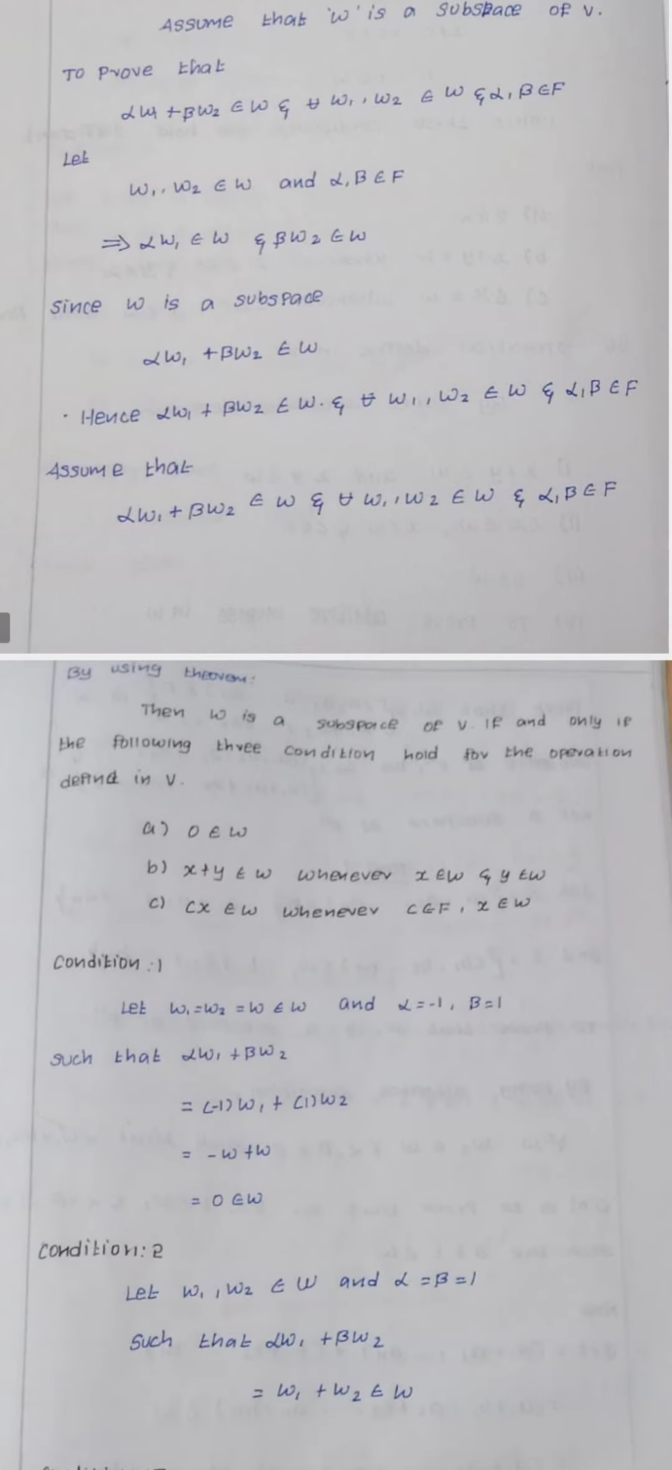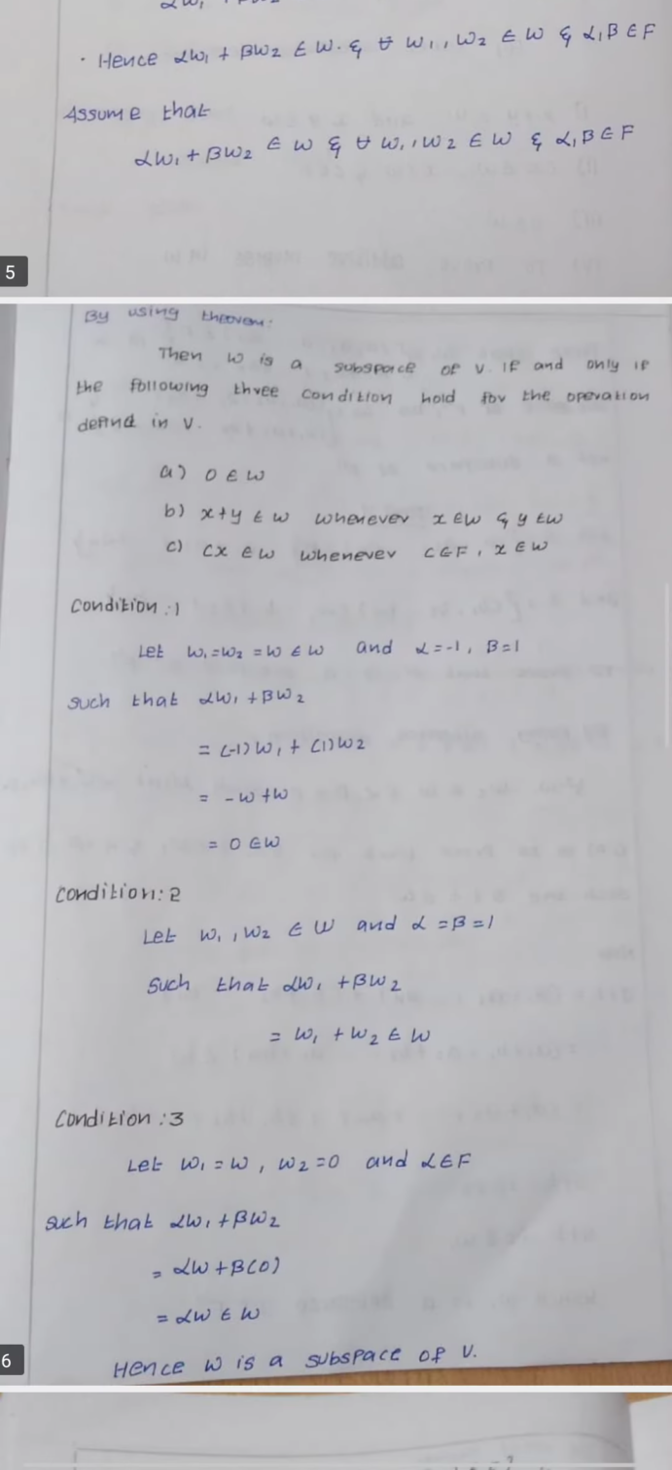So we have to prove the three conditions. And the first condition is 0 belongs to W. So we can take W1 equal to W2 equal to W, and alpha equal to minus 1 and beta equal to 1, such that alpha W1 plus beta W2 is equal to minus 1 W1 plus 1 into W2, so minus W1 plus W2. Now we have W1 equal to W2 equal to W. So we substitute: minus W plus W is equal to 0. Then the first condition holds: 0 belongs to W.